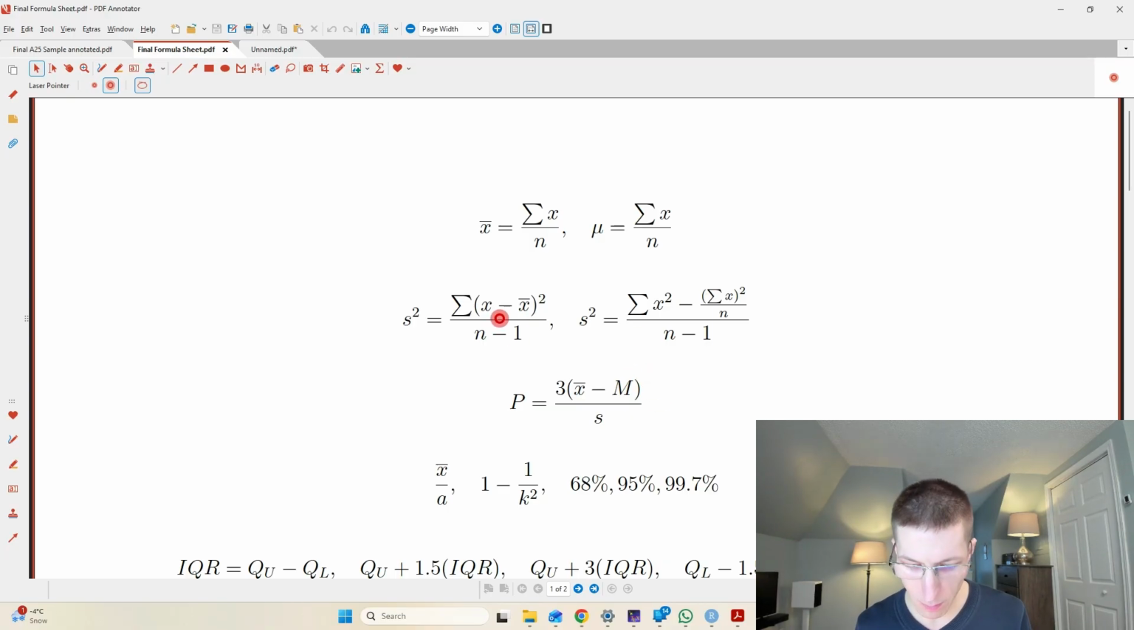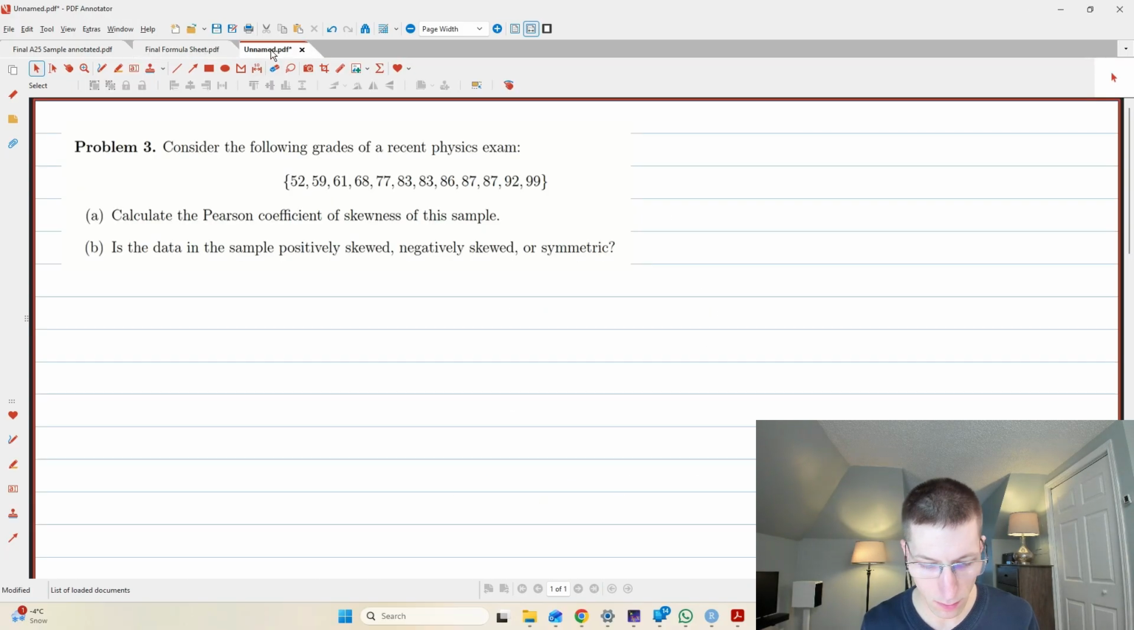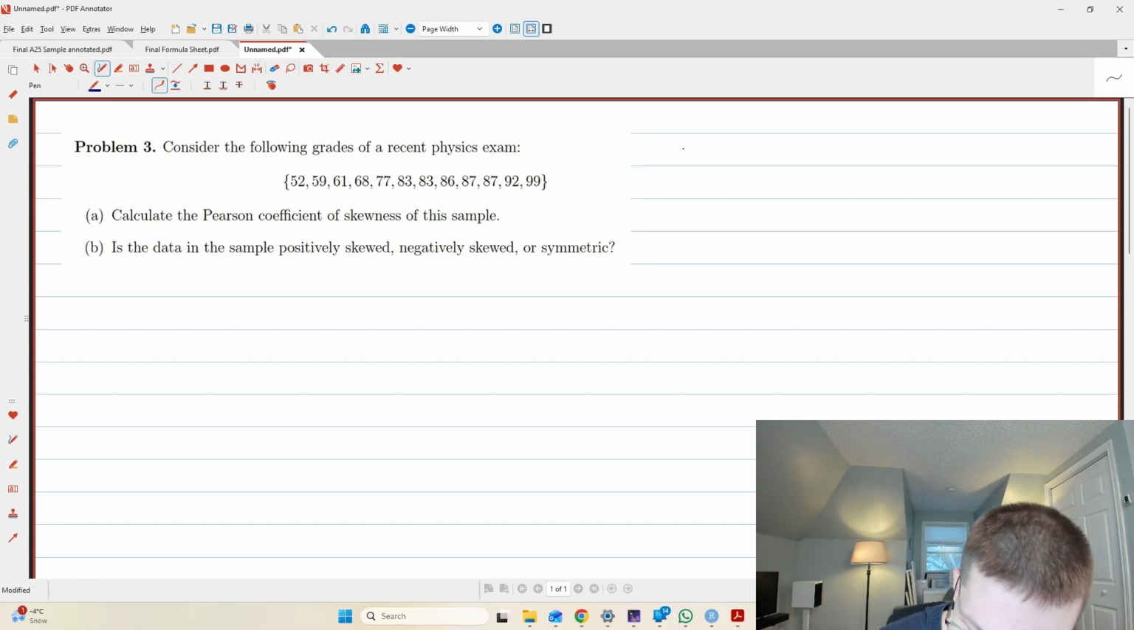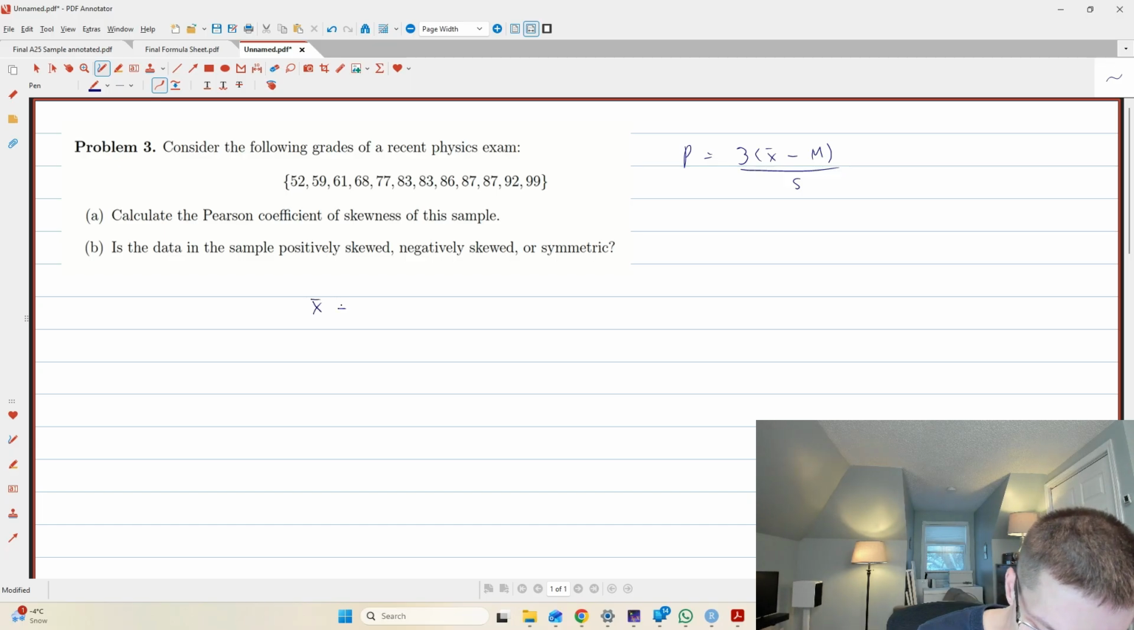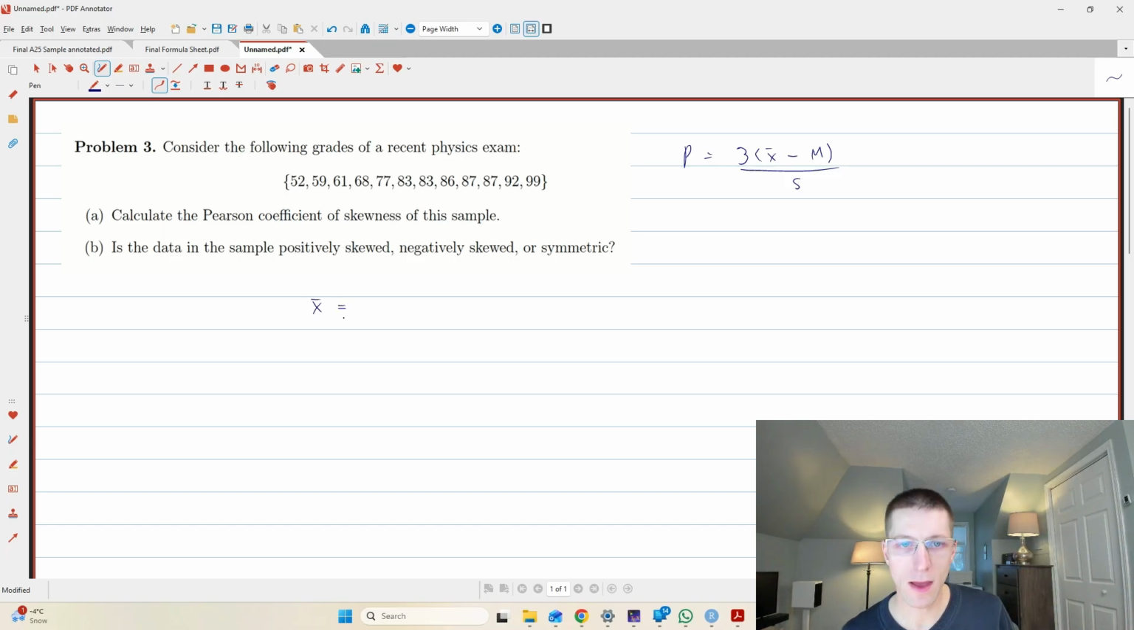So P is 3 x bar minus m over s. So P equals 3. So x bar, of course, is the sample mean. So we've got to compute that. We also have to compute the median and the standard deviation.